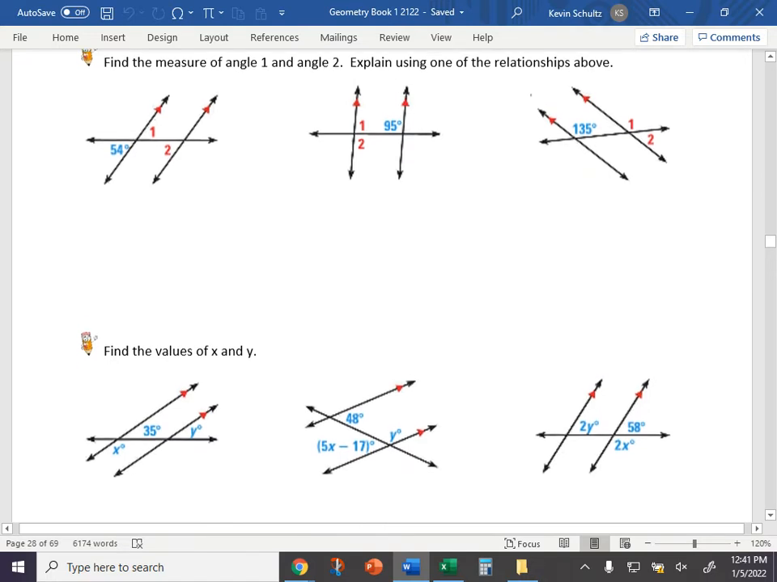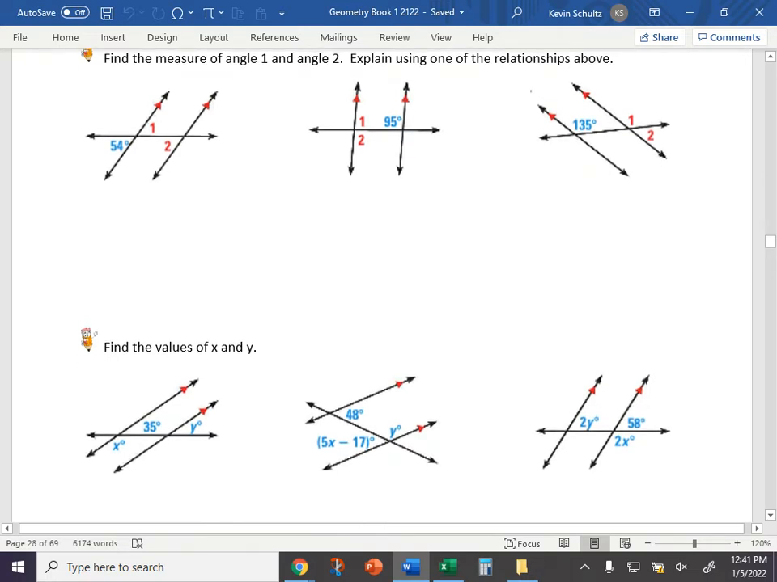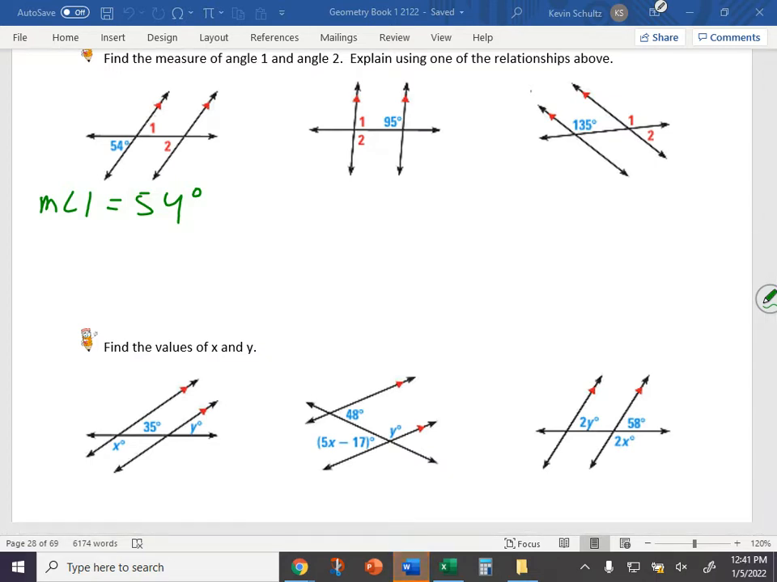It says find the measure of angle 1 and angle 2. Explain using one of the relationships above. Are these lines parallel? Yes. We see the little triangles, little arrows up there. Okay, they are parallel. Which angle measure would you like to give me first? What do you want to start with, Will? Angle 1. Sure. What is the measure of angle 1? 54. Okay.